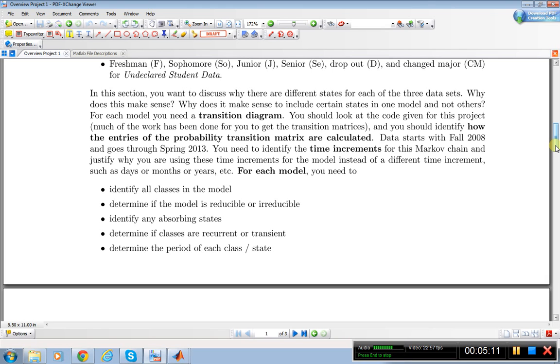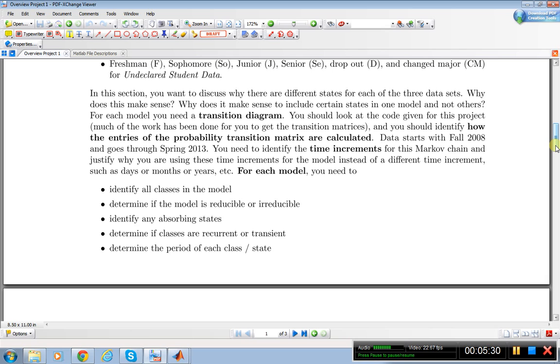Even though it's not exactly what you would think it should be when you look at the output, it's what the data says it should be. So just keep that in mind when you actually look at these probability transition matrices. So you have data that starts in fall 2008 and goes through spring 2009.